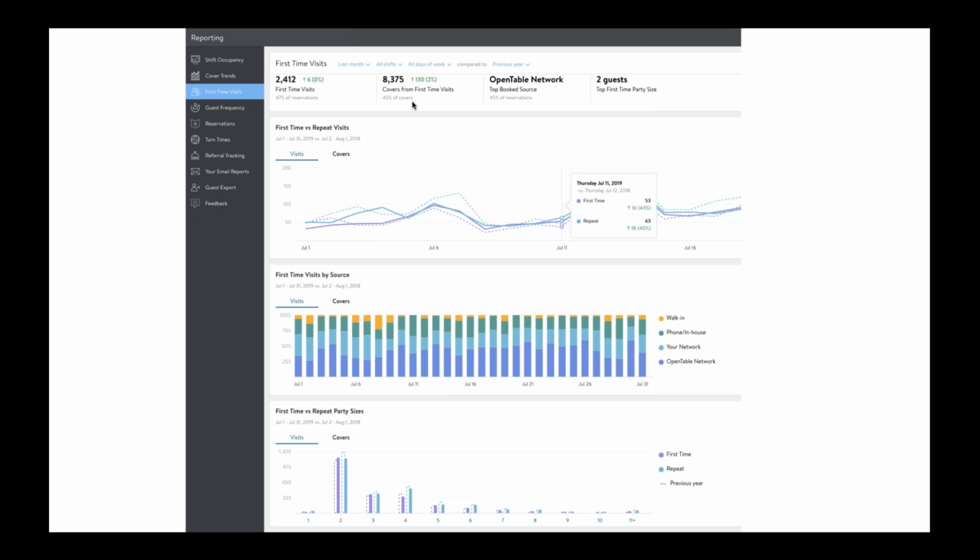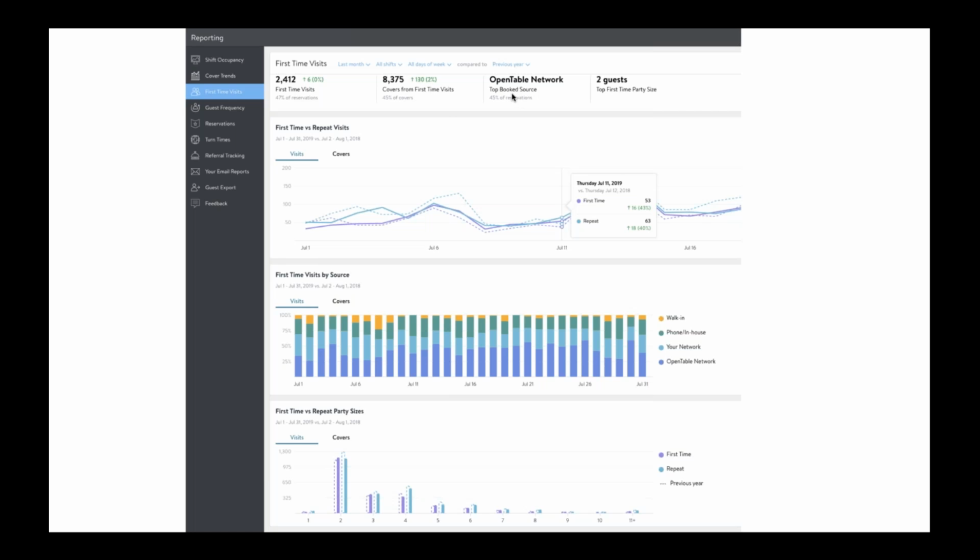Right here it says 45%. So it breaks down first-time visits in terms of covers. 8,375 people out of those visits came in, and about 45% of all my covers were first-time visits. That's up roughly 130 covers, so we're up 2% from last year. That's a good number to use.